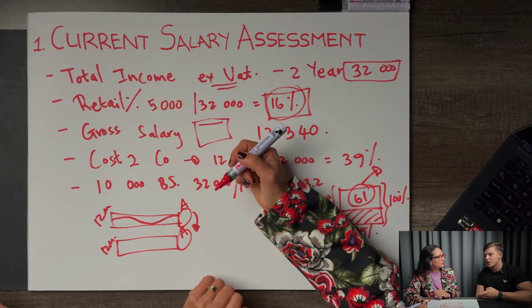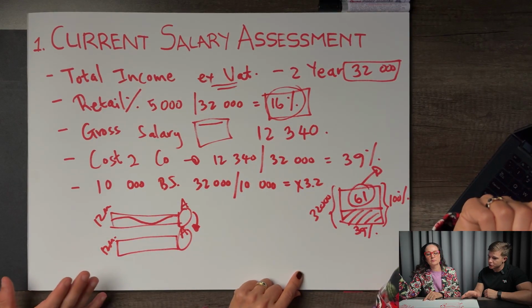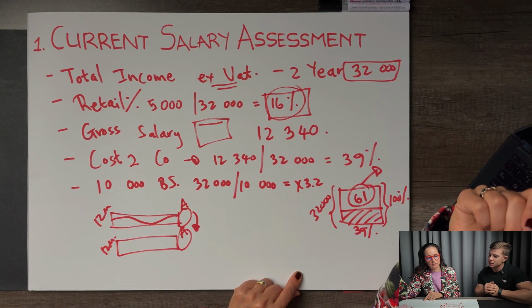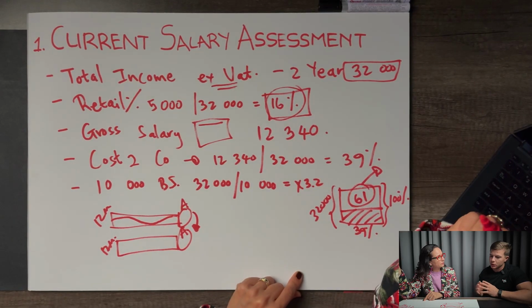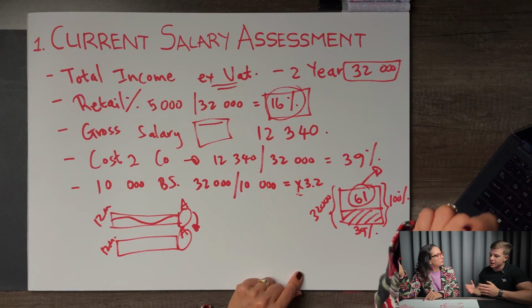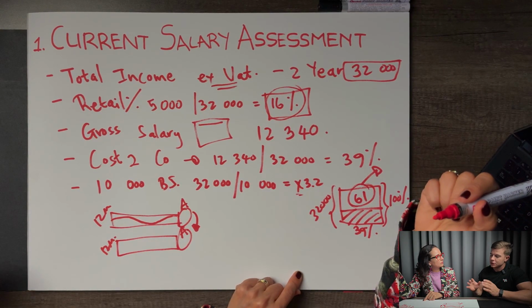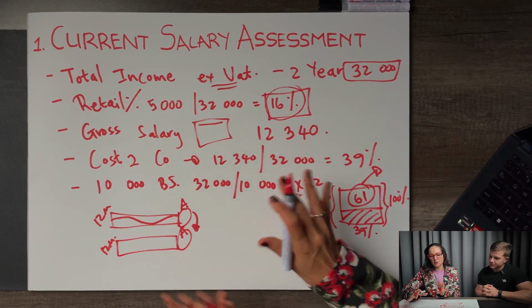Okay, so when it comes to salary assessment, we are focusing on total income excluding VAT, a retail percentage, her gross salary, and then a cost to company, which the document will calculate. Obviously, that's a document you have created for your clients. In this case, there are no documents included, so I'm going to work it out myself. That's why I went through the examples.